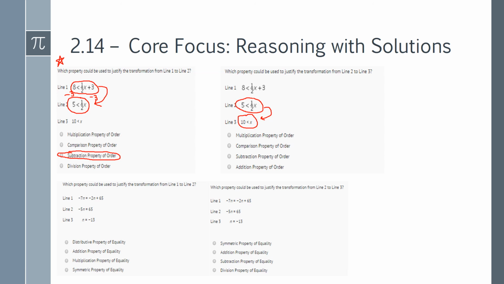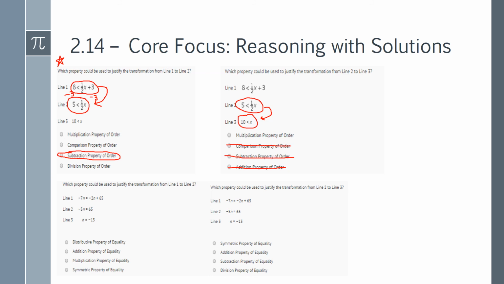So you can kind of look, well, I could have added 5 to both sides. That would explain it, but it doesn't explain the right side. So it's not addition. There's no way I could have subtracted that. Okay, comparison property of order has to do with switching the direction. So I didn't flip-flop anything.